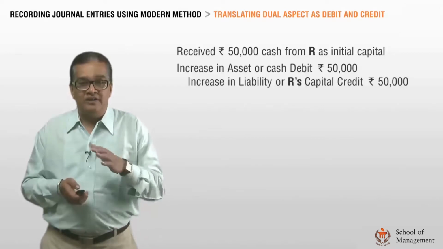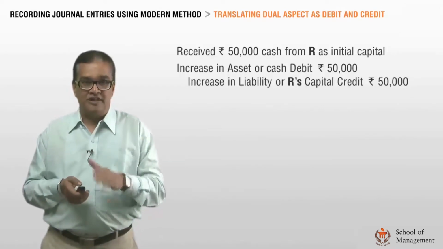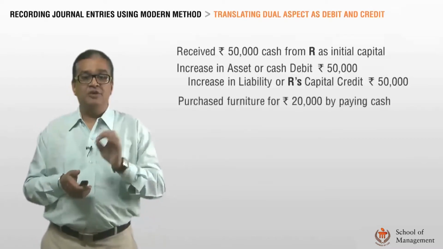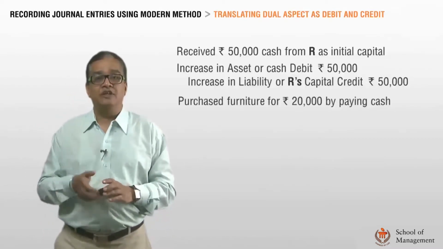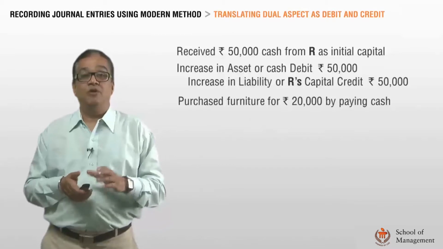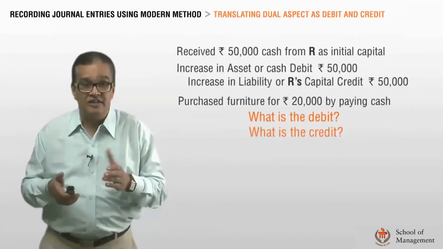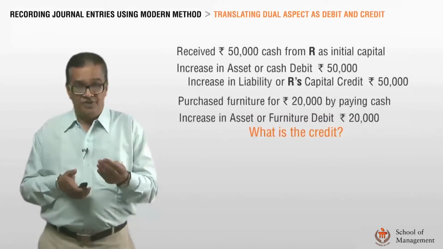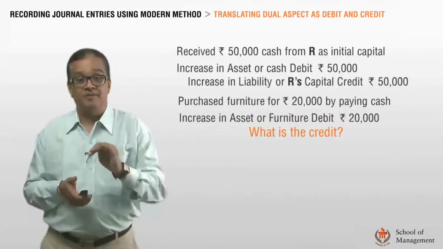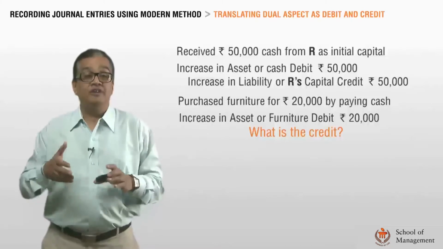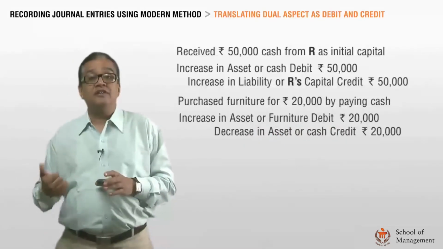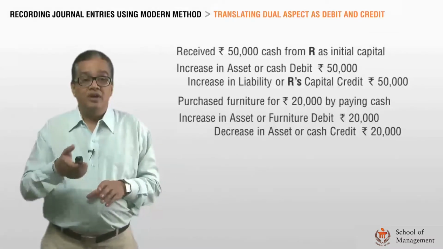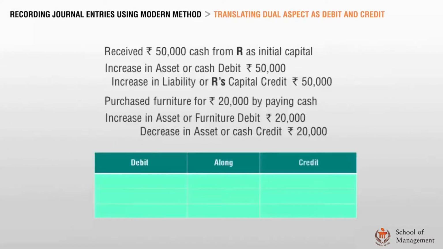How do we look at the debit and credit for the transaction related to furniture? So the transaction was purchased furniture rupees 20,000 by paying cash. What is the debit and what is the credit in this transaction? Increase in asset which is furniture, this is debit rupees 20,000, and what is the credit? Decrease in asset which is cash rupees 20,000. Align this with the table.